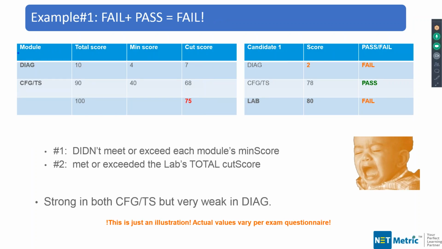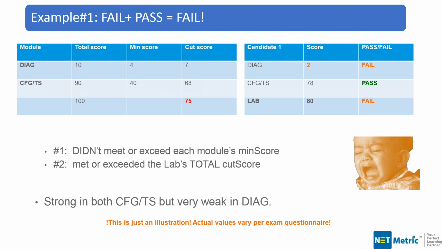So I have 2 sections over here, the diagnostic section as well as configuration and troubleshooting. Let's suppose that the diagnostic is for 10 marks and configuration and troubleshooting is 90. So the total score is 100. The minimum score for the diagnostic is 4, and the minimum score in configuration and troubleshooting is 40. The cut score for the total lab is 75, which I have given.